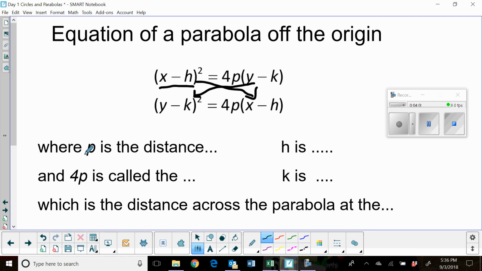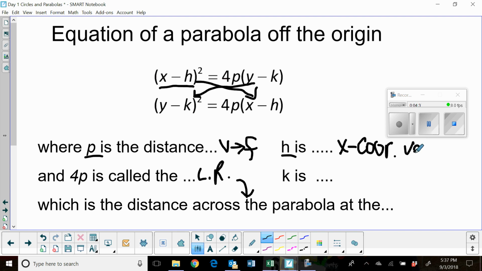Now, p, remember, is the distance from the vertex to the focus. We just learned that a second ago. 4p is called the latus rectum, which is the distance across the parabola at the foci. But h and k, h is the new part. h is the x-coordinate of the vertex. It is the x-coordinate for the vertex.